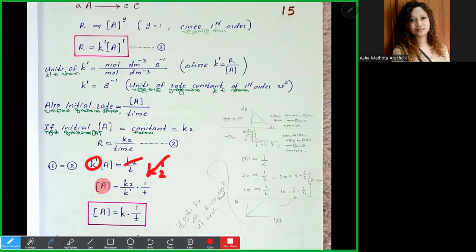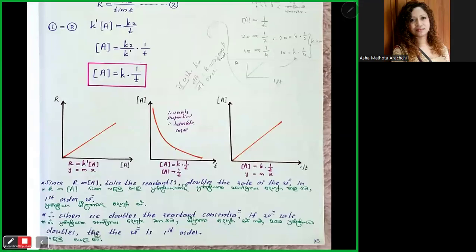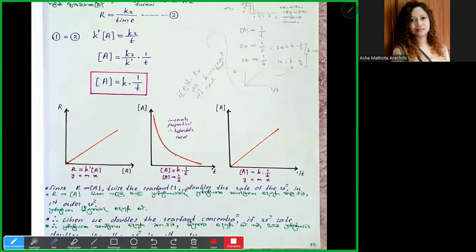K2 divided by K prime is just another constant. And I'm leaving this k1 over t here. Then if you go with the graph, for the first expression, r equals ka, y equals mx. If you draw the curve between r and a, that is a straight line going through the origin. And this has an inverse relationship. A is inversely proportional to t. So if you draw with a and t, whenever t is high, a is low, inverse. Whenever t is low, a is high. So you're going to get this kind of graph.